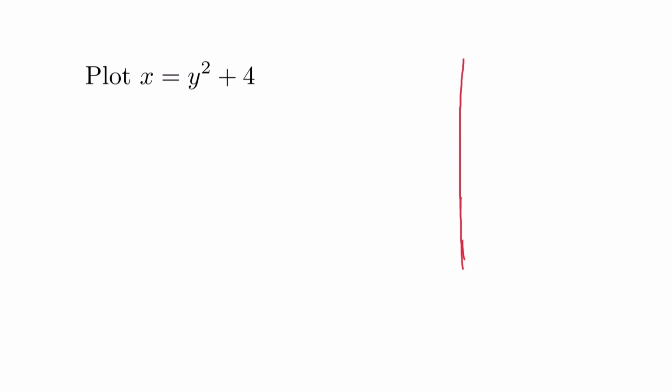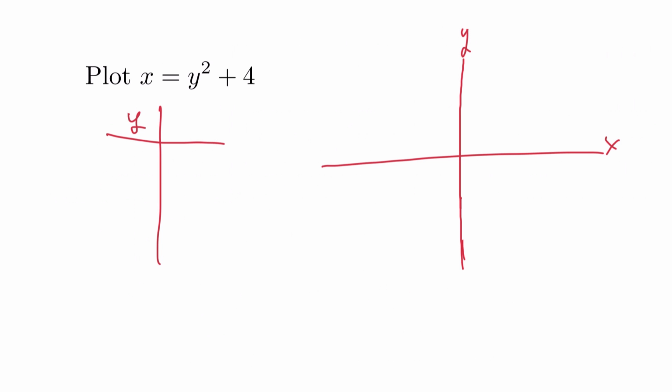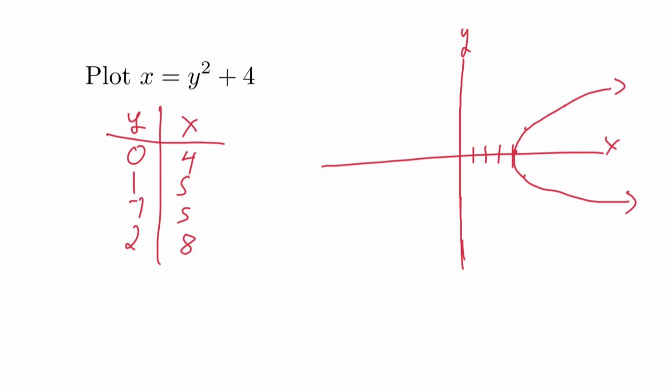So I'll generate my nice axes here. Y-axis, x-axis. Same game. Maybe it's more convenient to have y here. So y equals 0, I get x equals 4. So a sketch is something like this. Again, I have this sort of bowl shape called a parabola.